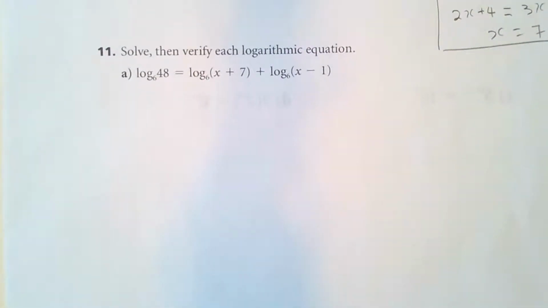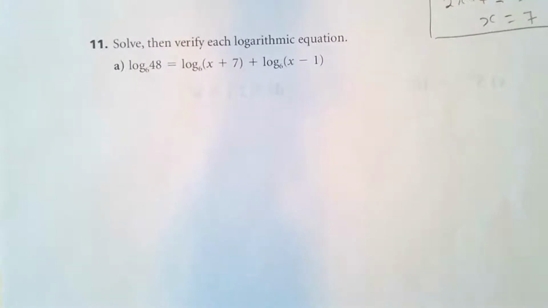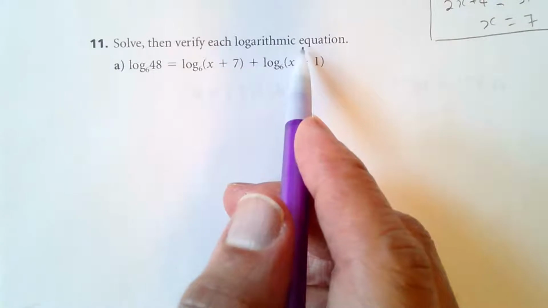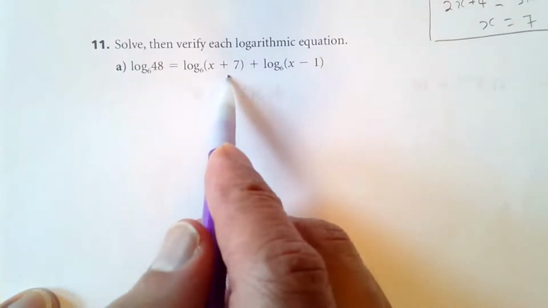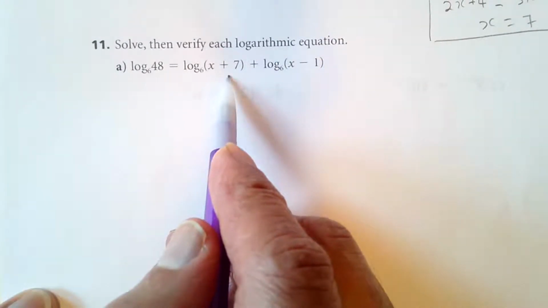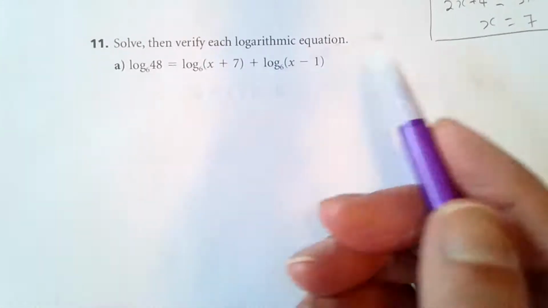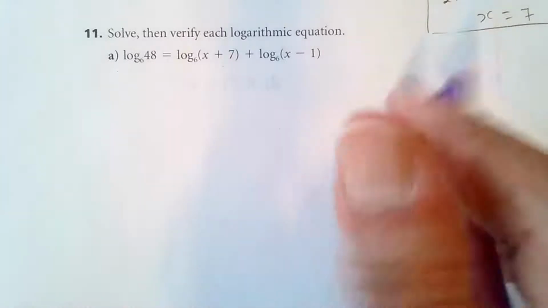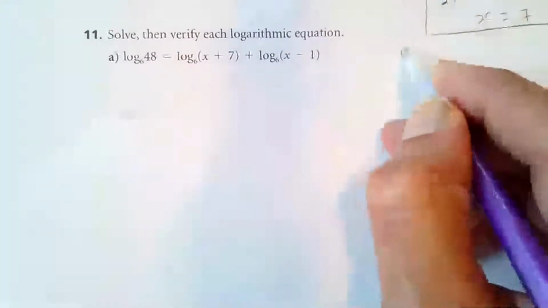Question 11, we'll do A, which is solve and verify. So the first step you want to do here is to find out where it's defined. Find where both sides are defined, or the log, find where this log is defined for x. So step 1, we'll write this side here.